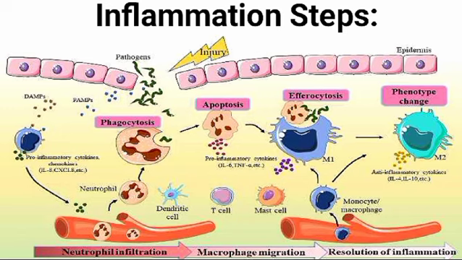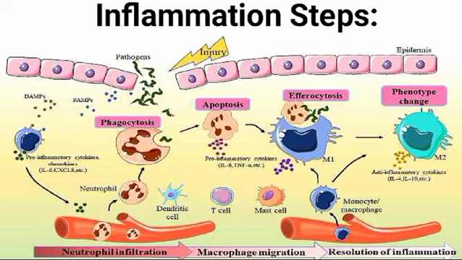The first step is recognition of injury. In this step, the process begins when the body detects tissue damage, pathogens, or other foreign substances. Cells called macrophages, dendritic cells, and mast cells are among the first responders, sensing these threats through receptors that recognize specific molecules associated with injury or infection.